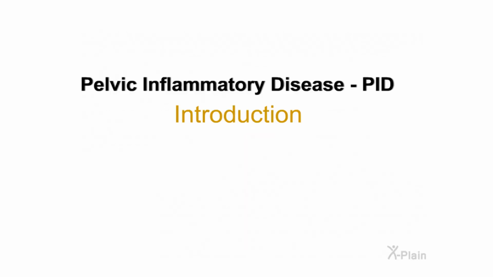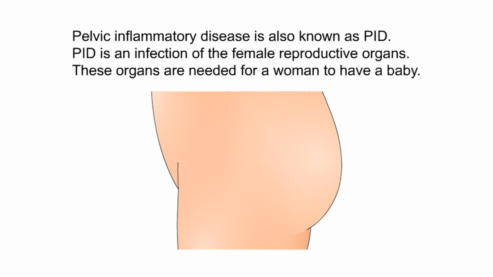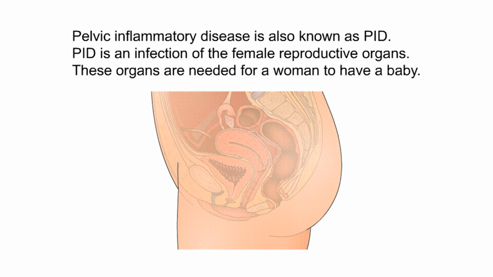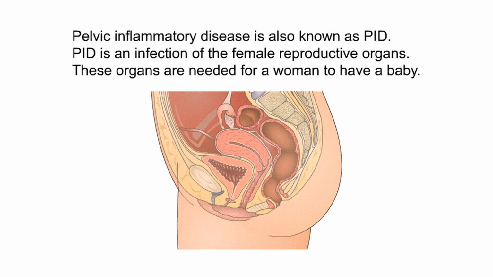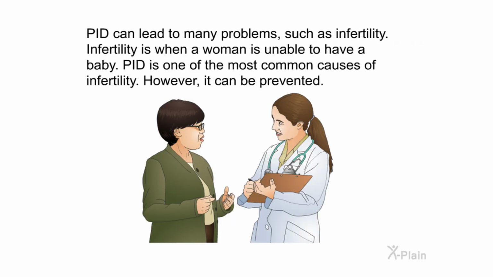Pelvic Inflammatory Disease, PID. Introduction. Pelvic Inflammatory Disease is also known as PID. PID is an infection of the female reproductive organs. These organs are needed for a woman to have a baby. PID can lead to many problems, such as infertility. Infertility is when a woman is unable to have a baby. PID is one of the most common causes of infertility. However, it can be prevented.